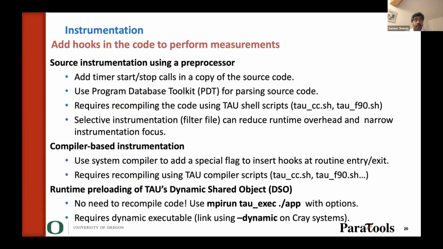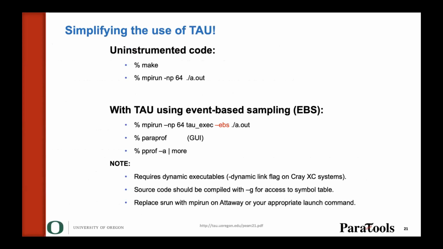And we can add hooks to your code even at the source level using a tool called Program Database Toolkit, where we can parse the source code. So with Tau, you can add hooks to your code. With compilers, you can also use the preloading feature of Tau, where you can just preload a dynamic shared object. So without changing your application, you can just launch the application using a tool called tau_exec. And you have to be careful that on Cray systems, you should link it with the -dynamic flag so that it creates a dynamic executable if you wish to use tau_exec, which only works with dynamic executables.